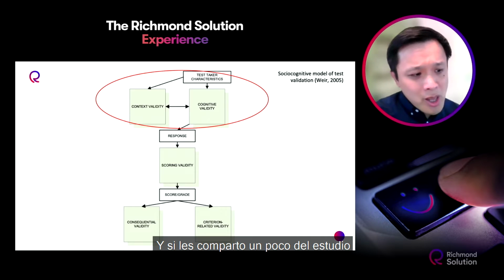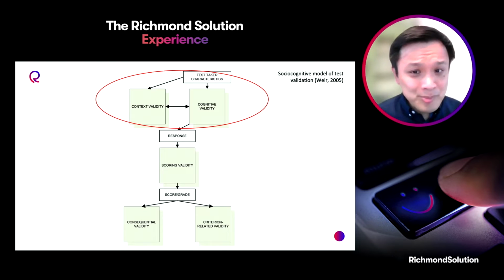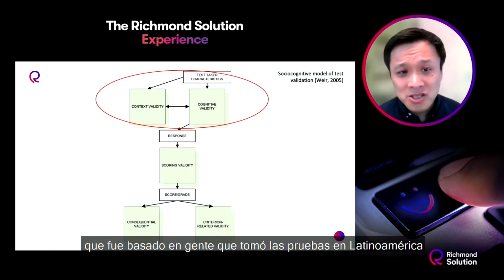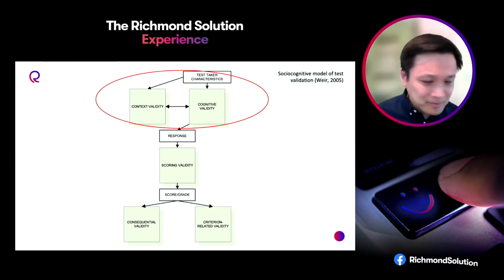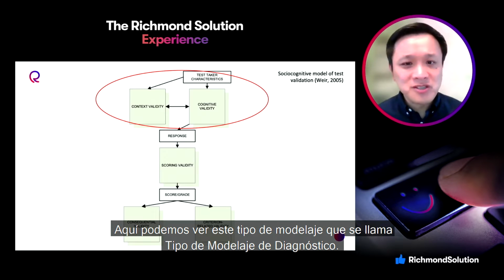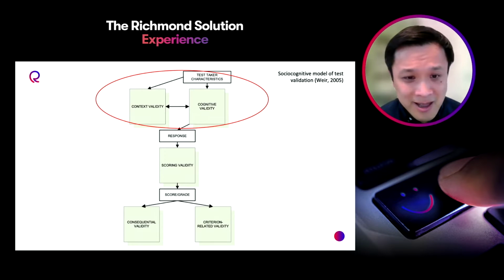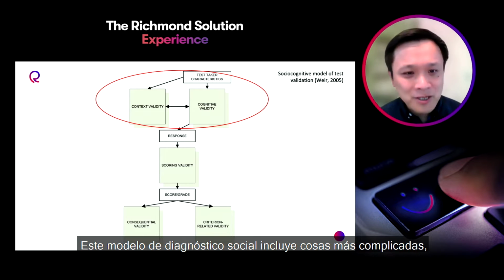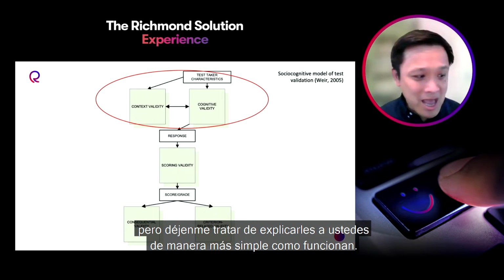And so I'd like to share with you some of the findings from research that is actually based on Latin American test takers who took our test, the MET, or the Michigan English Test. And in order to do this research, we use this newer type of modeling called cognitive diagnostic modeling. Now, cognitive diagnostic modeling is somewhat involved and complicated, but let me try to explain to you simply how that works.